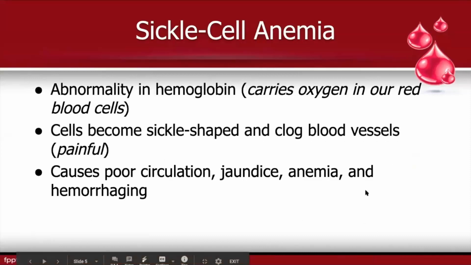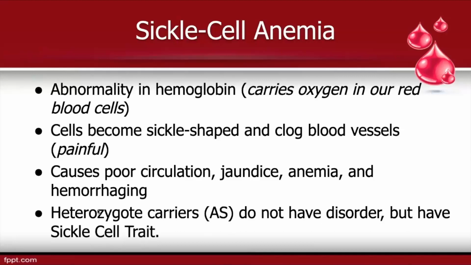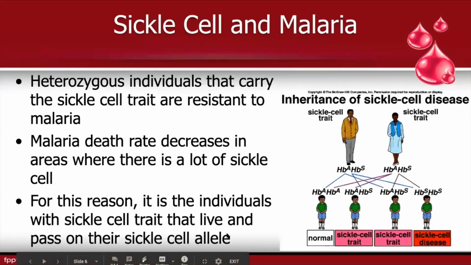And that can be painful, cause poor circulation, jaundice. Anemia is just a lack of oxygen, which can happen for a number of reasons, and also hemorrhaging, and that means bleeding. Heterozygote carriers usually don't show these characteristics, but they do have the sickle cells along with the regular cells, so it's said that they have sickle cell trait. So homozygous for sickle cell is sickle cell disease, and heterozygous is sickle cell trait.